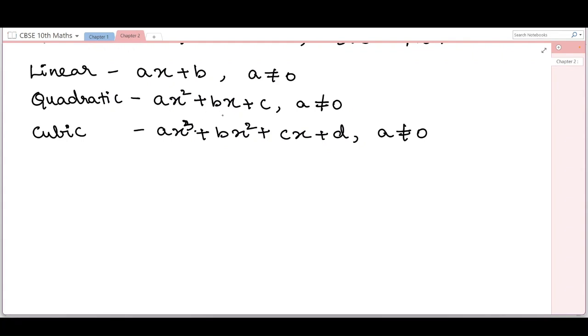And you may ask the question why not b, c, and all these. It is to be noted that the coefficient of x square in the cubic polynomial and the constant term need not necessarily be not equal to 0, because even if they become 0, the degree remains the same. So the highest degree term's coefficient should be not equal to 0, right?